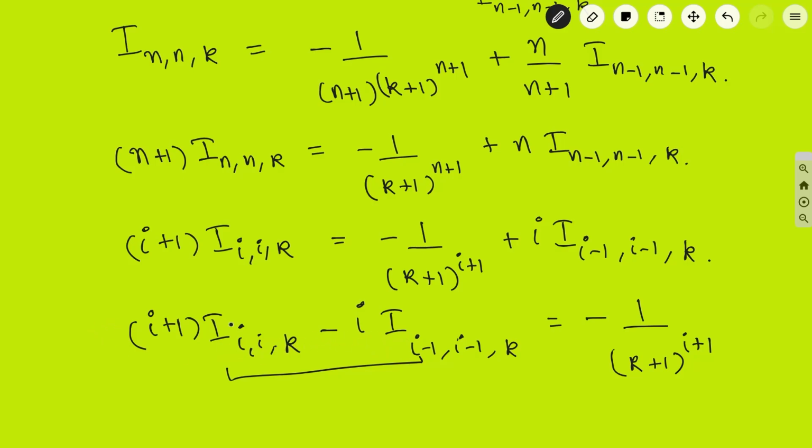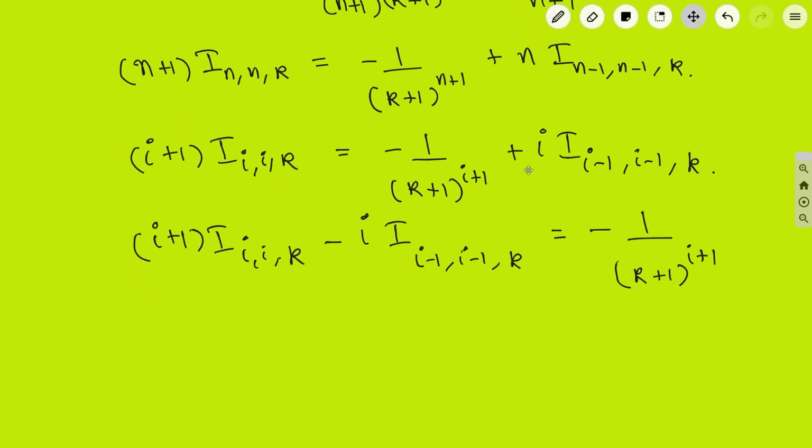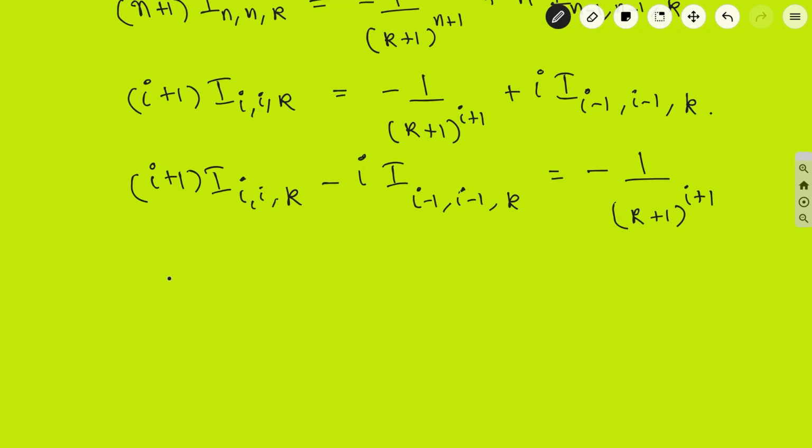So what you can do is sum them up. If you do a summation of this term from i equal to 1 to n, many of the terms will get cancelled, and you will get a nice looking formula for this (n plus 1) I(n, k). You will see what I mean when I do this summation step here. So when you sum this from i equal to 1 to n.